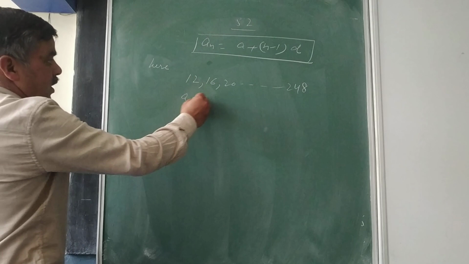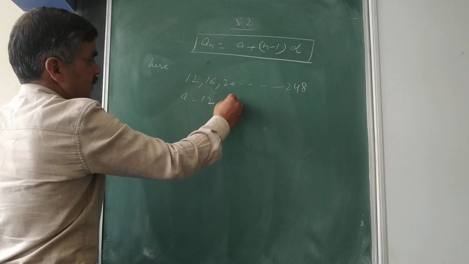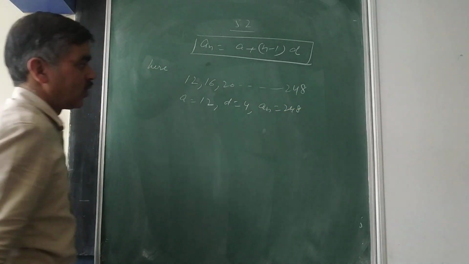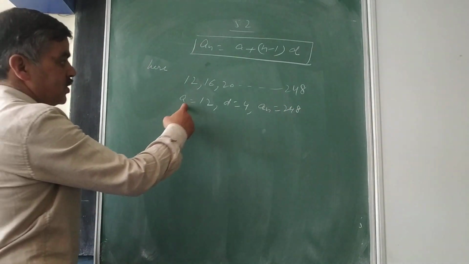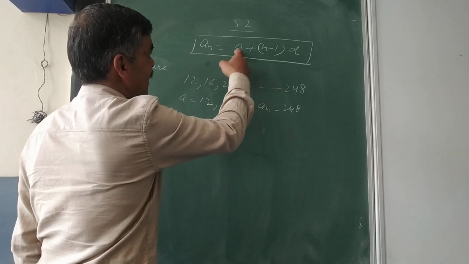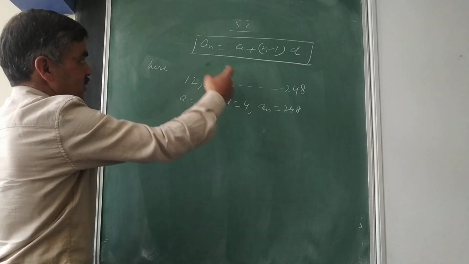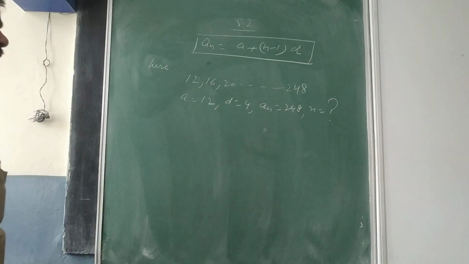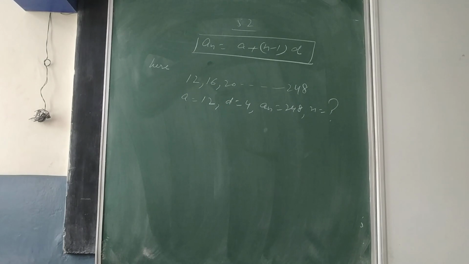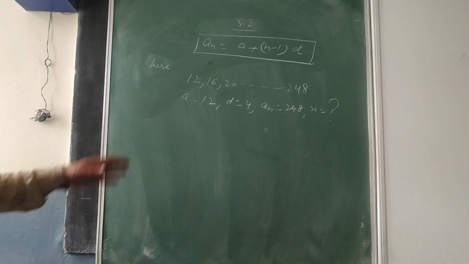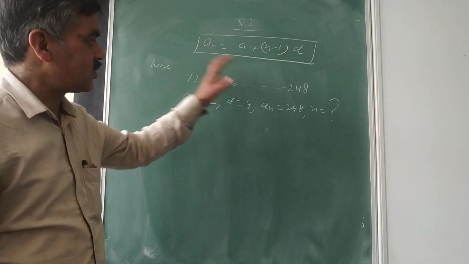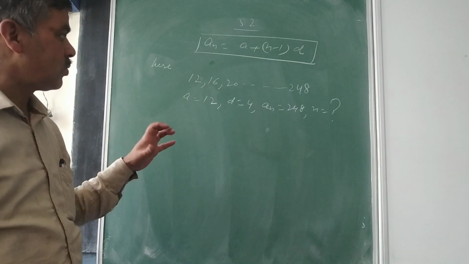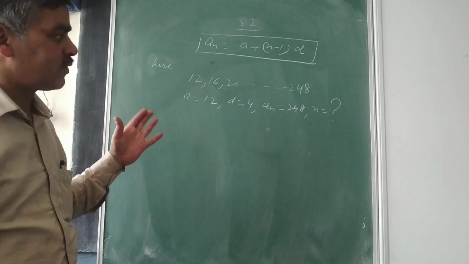So here your a is equal to 12, d will remain 4, and the last term of this AP I am getting is 248. So a is there, d is there, a_n is there, n is missing. So what I have to determine is n. Please make it very clear, I am asking you again and again, write this information in the very first step. If you are clear with this concept of multiples of 4, I assure you, you will be back to your question number 1 of the same exercise.